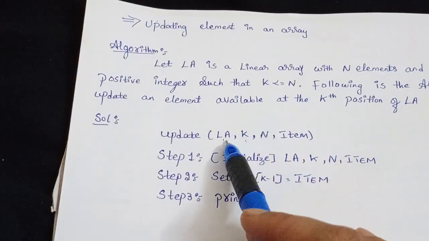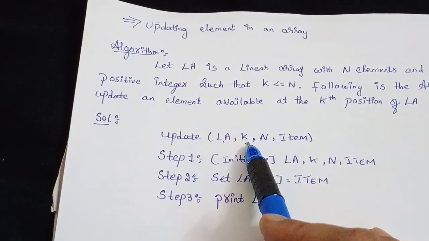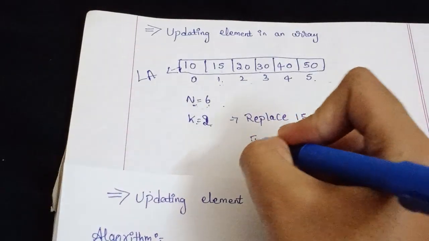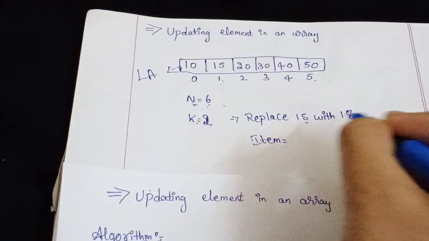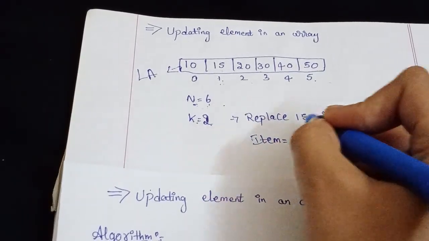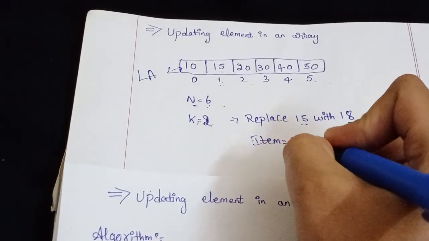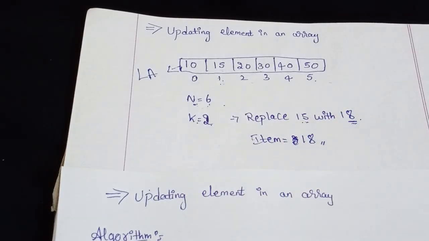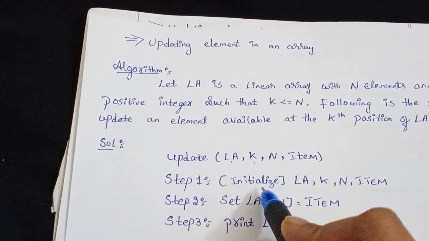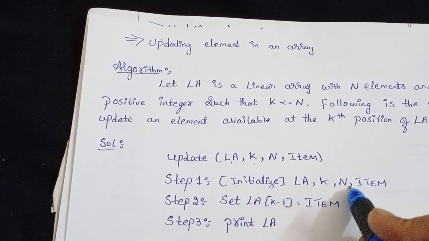So you got to know what is LA, what is K, what is N, and item. Item is nothing but the value that you want to replace. The value which I want to replace the 15 with is 18. So I've written item is equal to 18. This is done. Next, step 1, initialize LA, K, N and item.